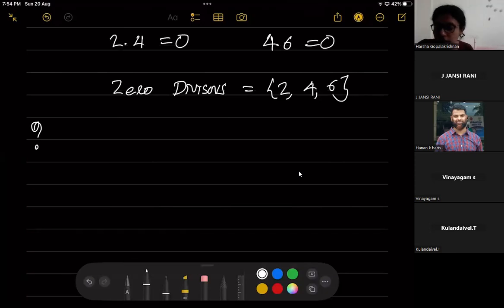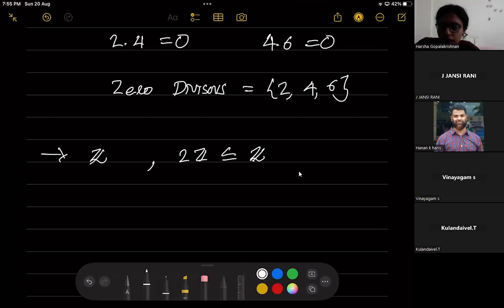Give an example of a group and a normal subgroup of it. An example of a normal subgroup. If you are taking any abelian group, then any subgroup will be a normal subgroup. For example, I am taking Z as our main group, and 2Z as a subgroup of Z.